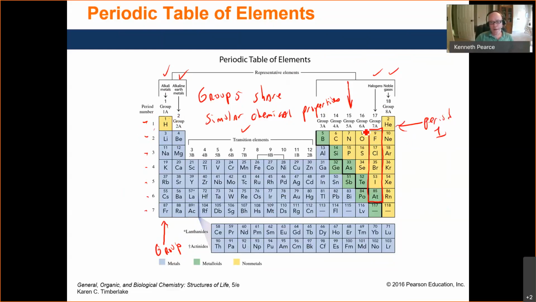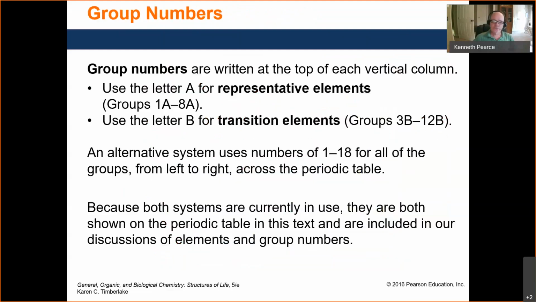All right. And that second row that starts with lithium, beryllium, boron, carbon, nitrogen, oxygen, fluorine, neon, that's the second period. And this is going to be important when we do electronic configurations, when we have to try to decide how to do the electronic configuration. Okay, so we have group numbers, and they're at the top of the periodic table.